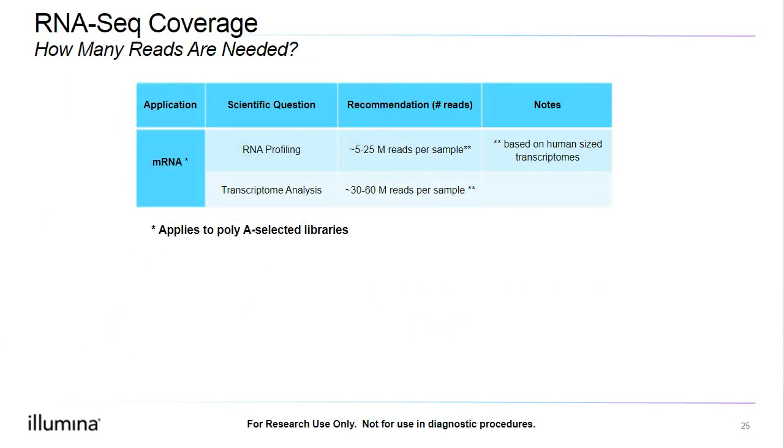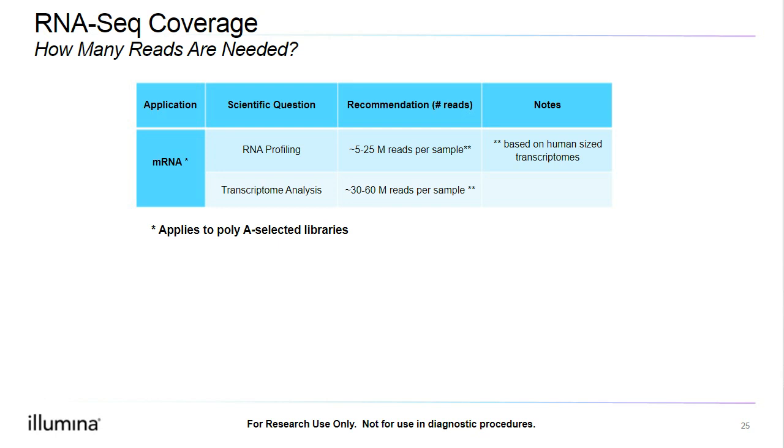So how many reads are actually needed? If we're looking at RNA profiling or counting gene expression within the cell with our mRNA libraries, we could use around 10 million reads per sample based on a human-sized transcriptome. If we want to go a bit deeper and do a transcriptome analysis, we would need a bit more, around 25 million reads per sample. These are just general numbers. We highly recommend going to the literature to see what would be best for your species and for your specific application.